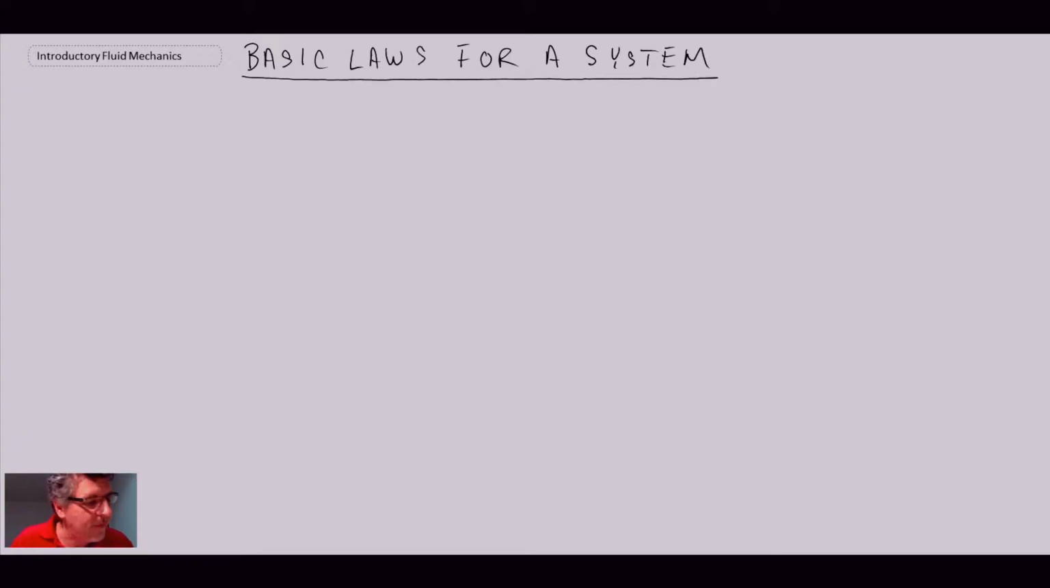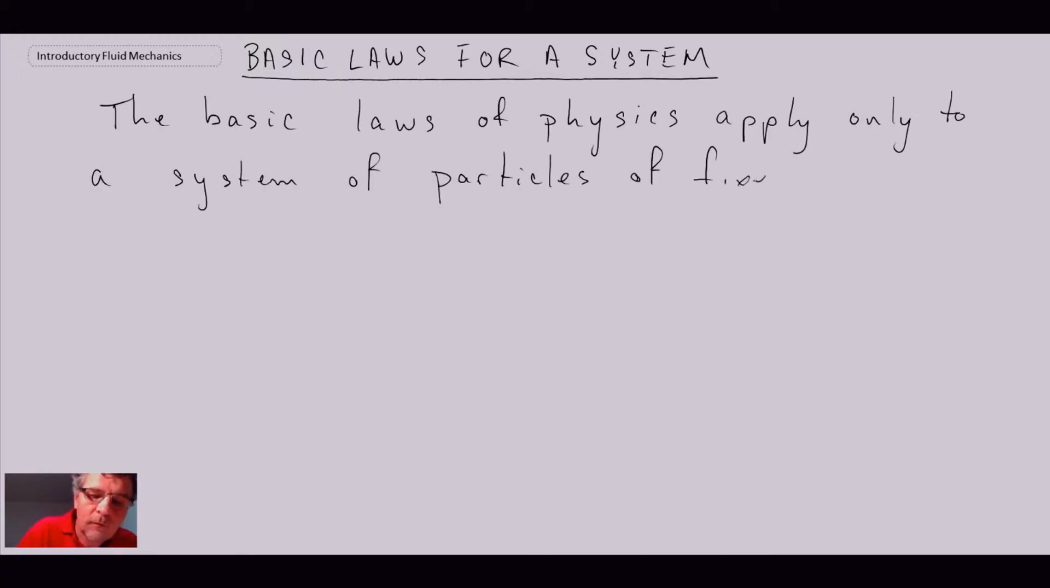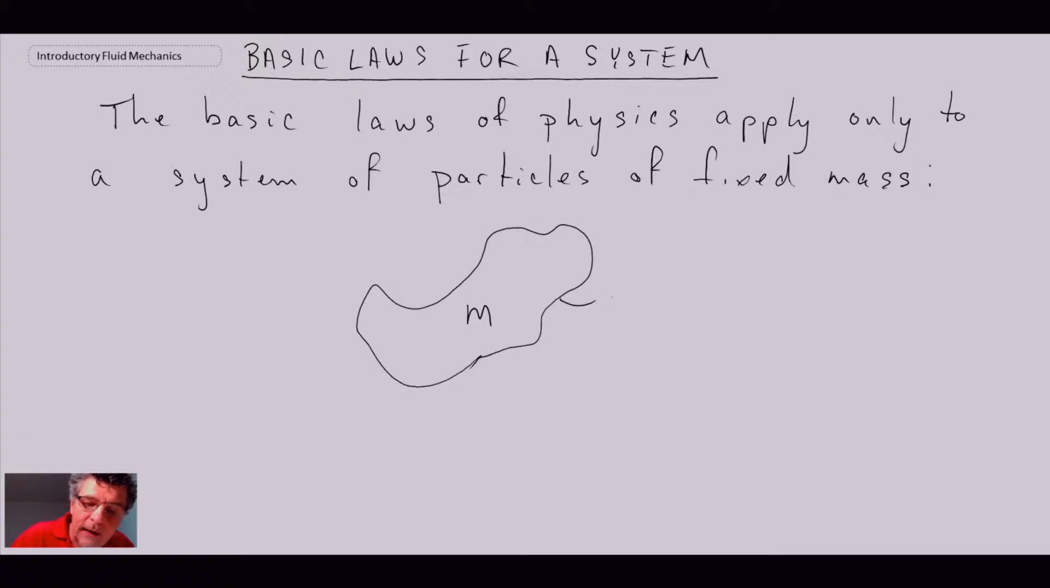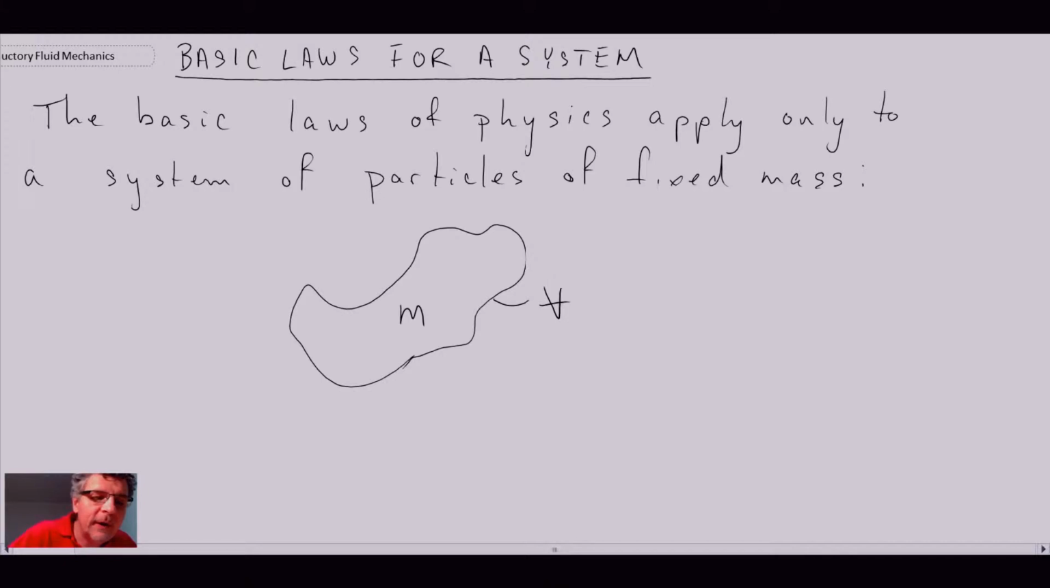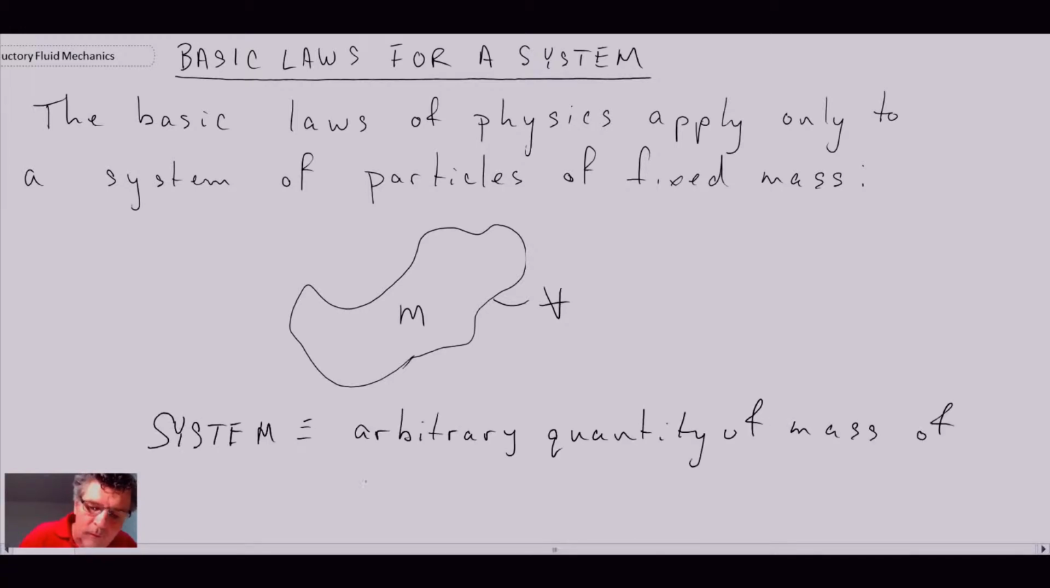So these are basic laws for a fixed mass system. So we have our basic laws applying to a fixed mass. So let's say we got some chunk here, and let's say that is mass M, and it also occupies some volume V. So typically when we're dealing with the laws of physics, we refer to this as being our system. So that is an arbitrary quantity of mass, and then conservation of mass would apply to that, momentum, both linear and angular, as well as energy.